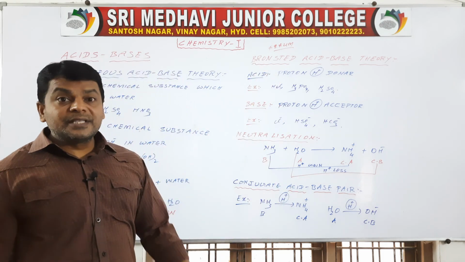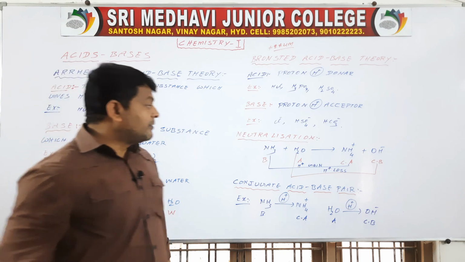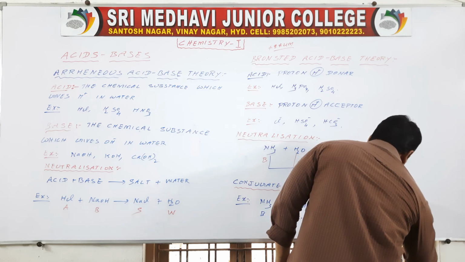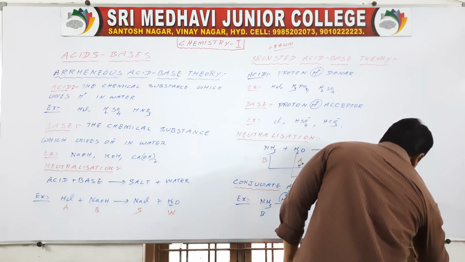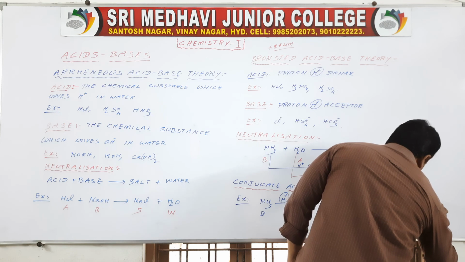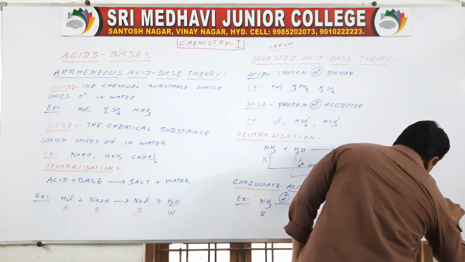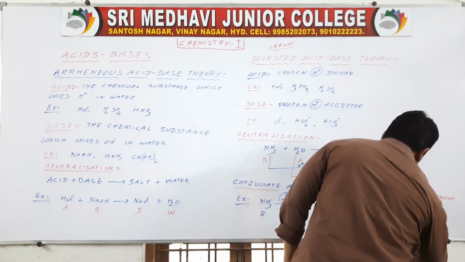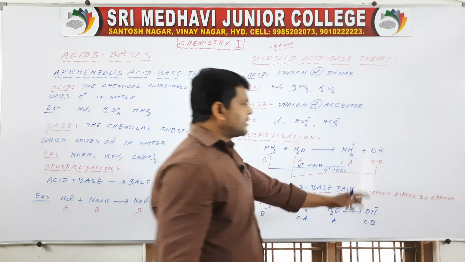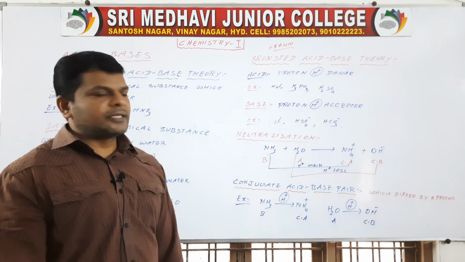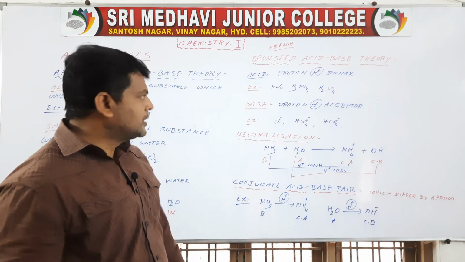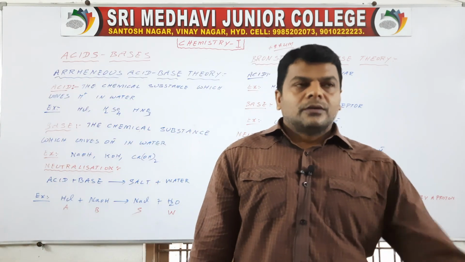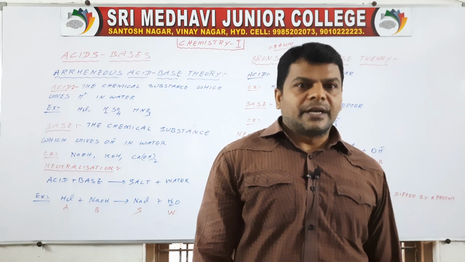The acid base pair which differ by a proton is called conjugate acid base pair. Okay. So this is today's acids and bases introduction. Some more topics we are going to discuss in the next class.